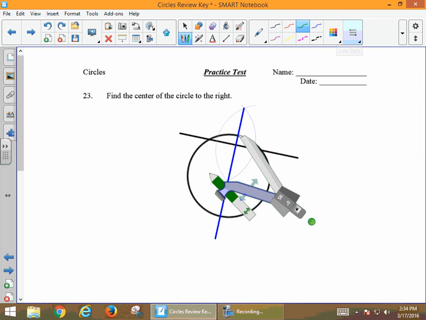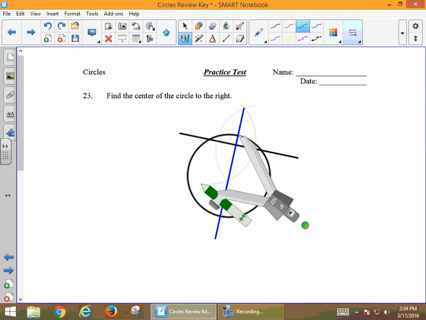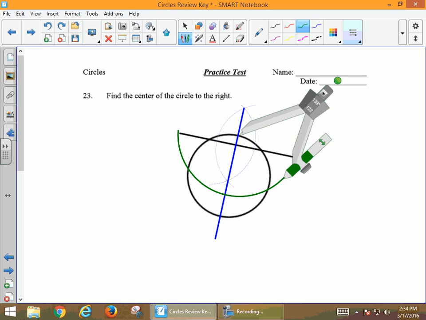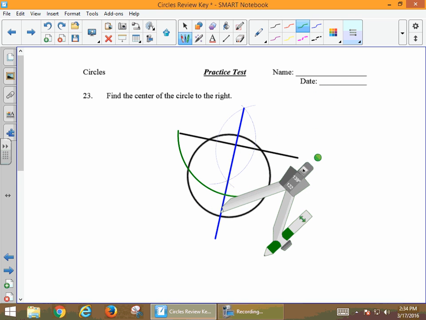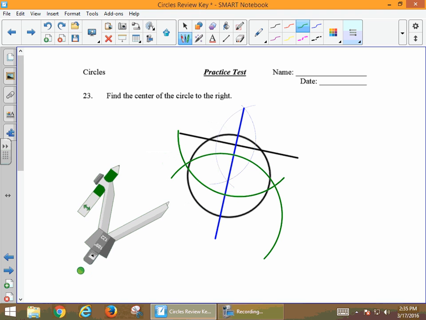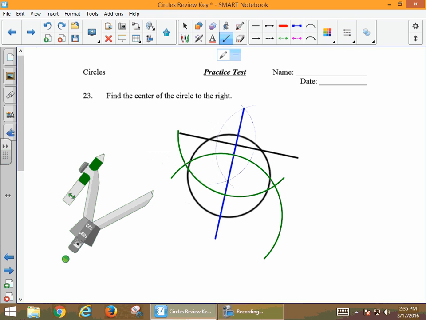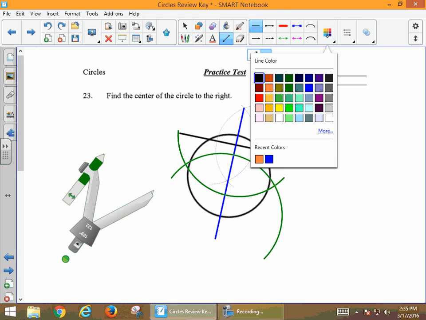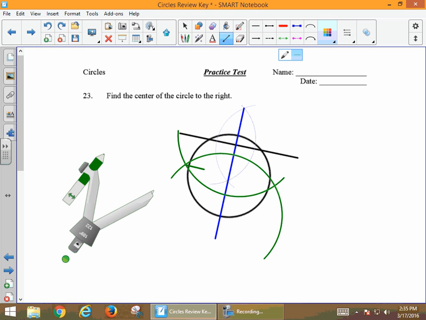I just make sure I'm over halfway. Make an arc. Jump to the other side. Make another arc. And then I connect the two arcs. So connect right through there.